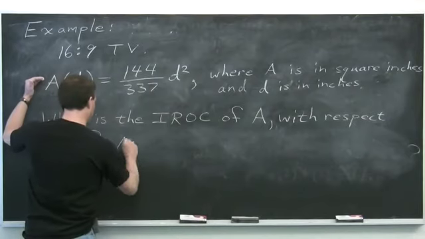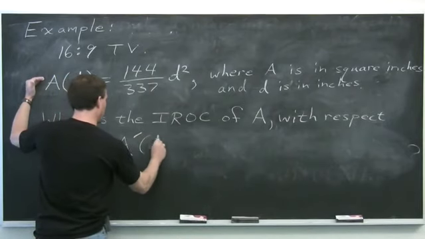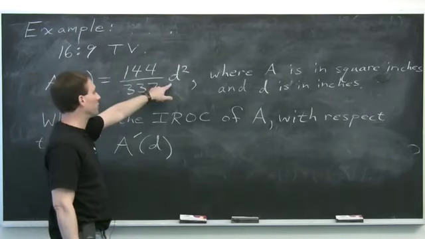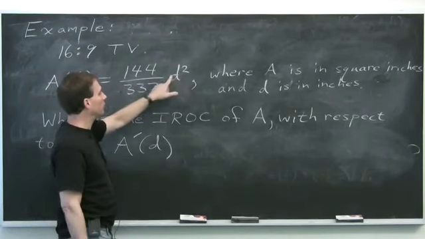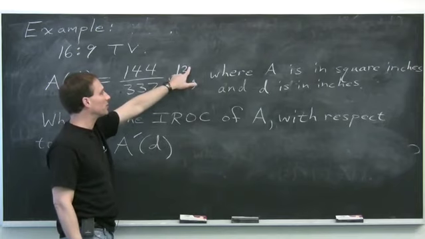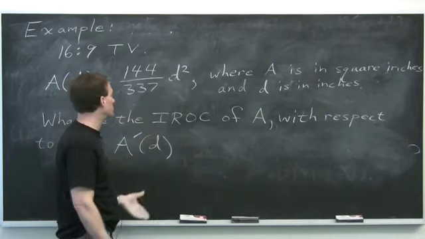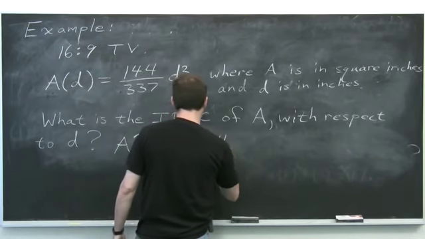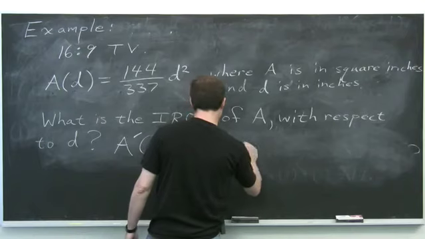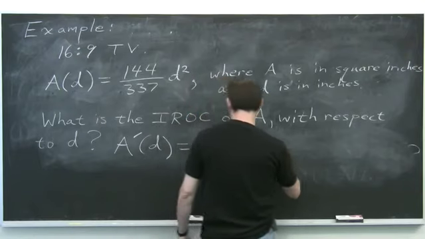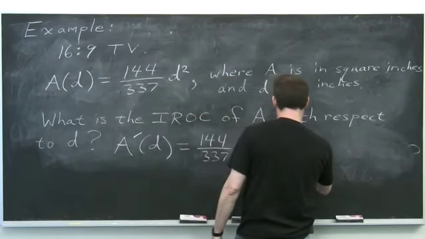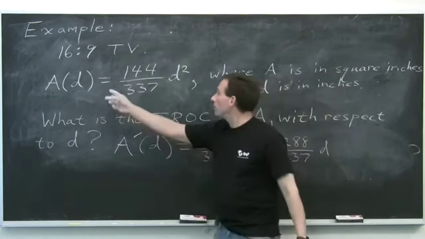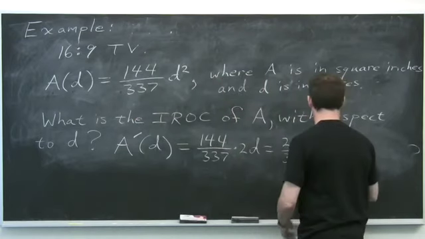So we'll use notation with the primes. A prime of d, the derivative of this is a constant. You just pull it out. The derivative of d squared, by the power rule, the 2 comes down. You subtract 1 from the exponent. You get 2d to the 1. That's just 2d. We quickly get 144 over 337 times 2d. Or what's the same thing? 288 over 337 d. Units, square inches per inch.